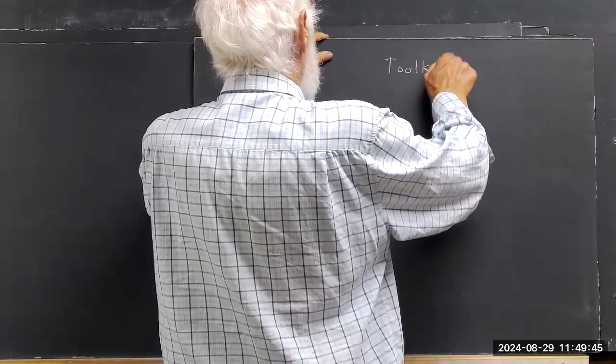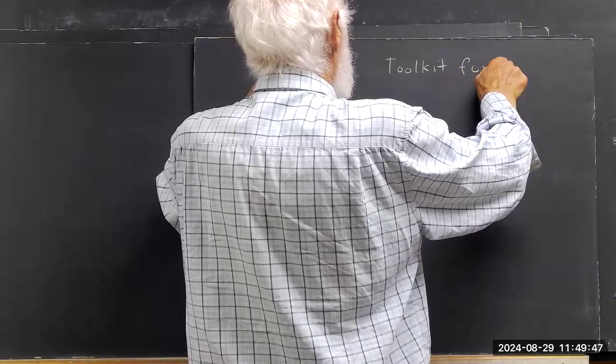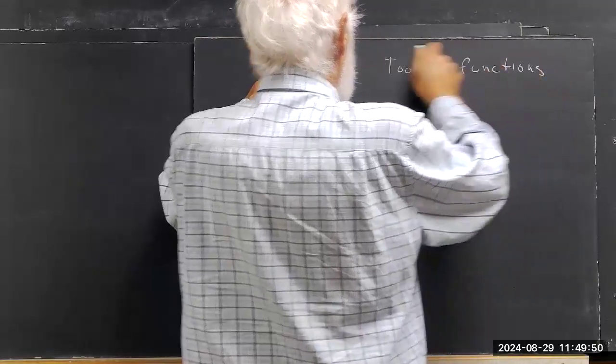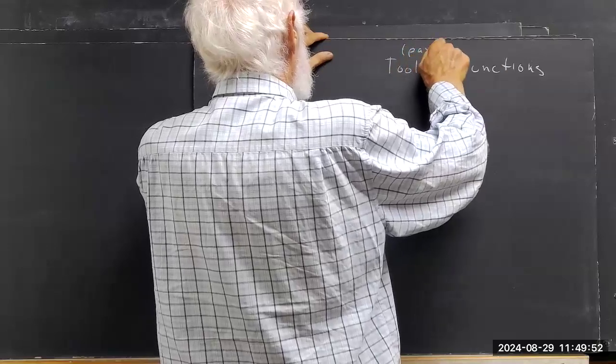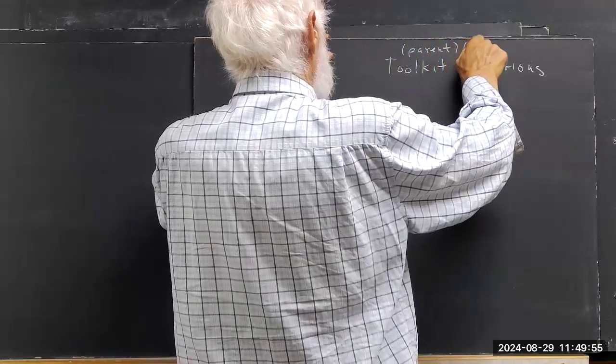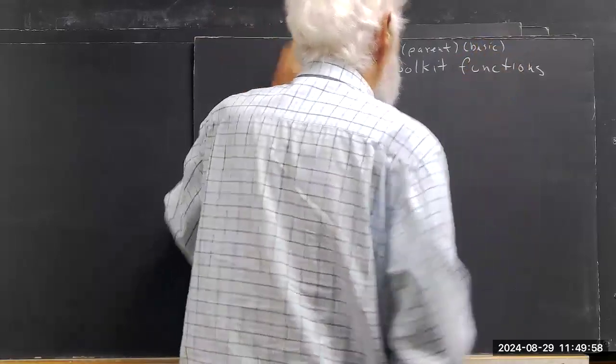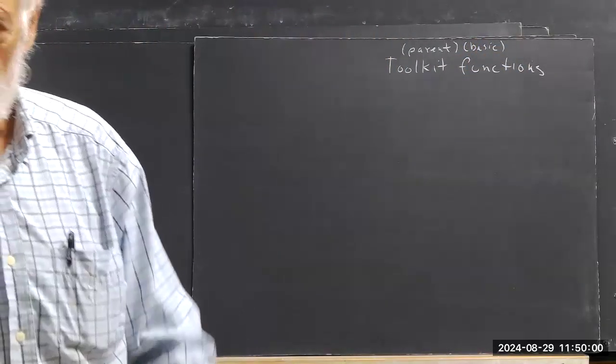I'll use the word toolkit. There are several. Sometimes they're called parent. Sometimes they're called basic. Those words are interchangeable, but they're the functions on which everything we do in most of undergraduate mathematics, not so much for mathematics majors, but engineers, for example, build almost everything on a small handful of functions.